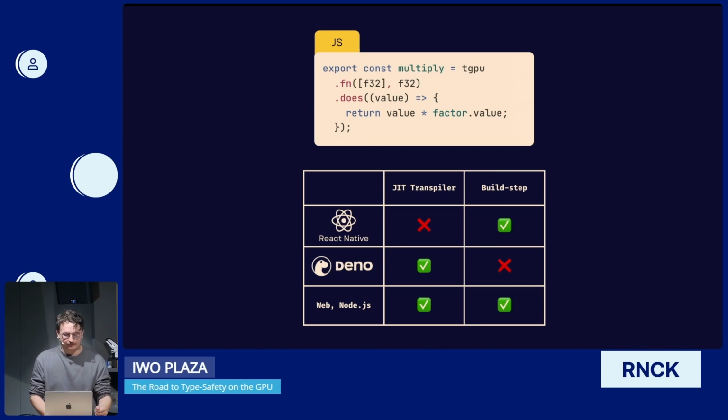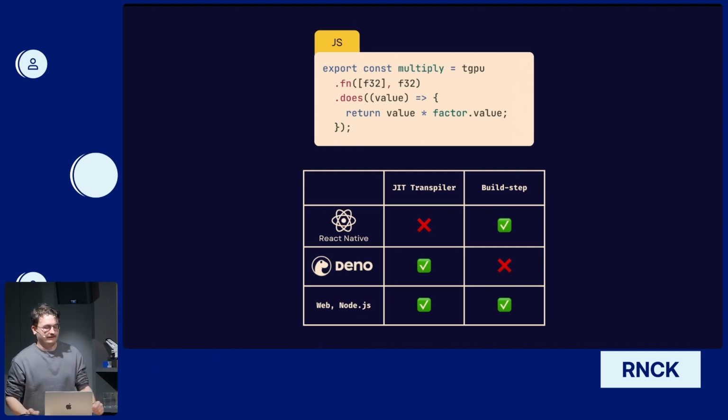So the way this will work is we have a just-in-time transpiler and a build step transpiler. In React Native, you don't actually have the body of the function at runtime. You can't toString a function and get its code because at that time it's bytecode and it's compiled. So you have to do it as a build step. You just install a plugin for Babel and it works fine. In Deno, you don't have a build step. You just run the TypeScript, so you have to use the JIT transpiler, so that's fine.